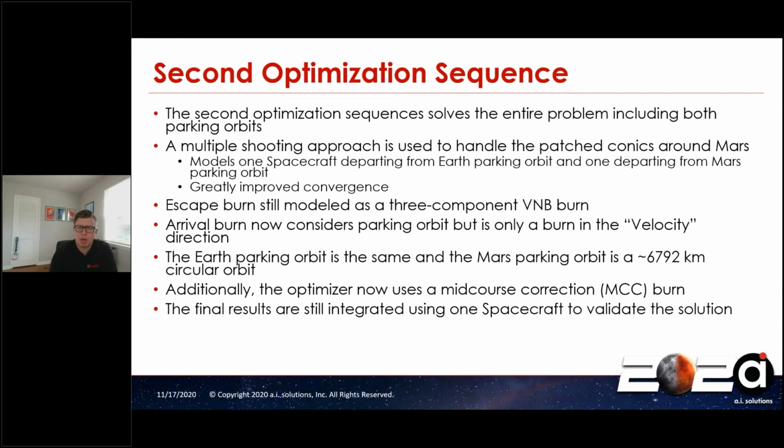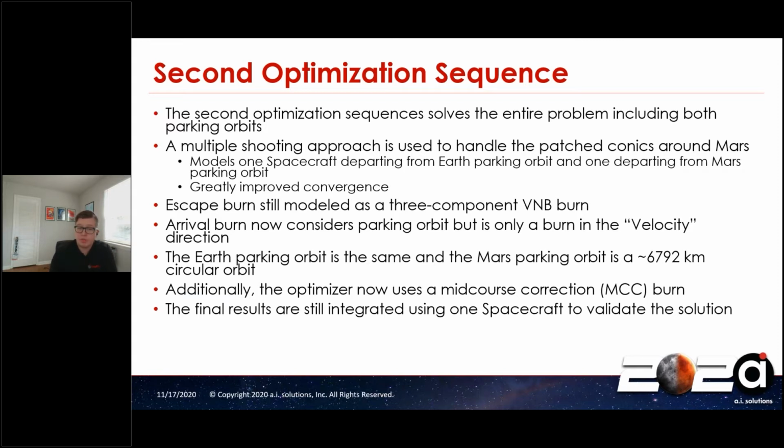patch conics around Mars. So what we're doing is we're modeling one spacecraft departing from the Earth parking orbit and going into an interplanetary orbit, and then another spacecraft departing the Mars parking orbit and going into an interplanetary orbit to meet the first spacecraft. The main reason that we need this multiple shooting approach here is that a single shooting approach has a hard time with the transition from a hyperbolic orbit to an elliptical orbit. There's just a lot of sensitivity there that we'll talk about a little bit later, and the multiple shooting approach handles that better than a single shooting approach.